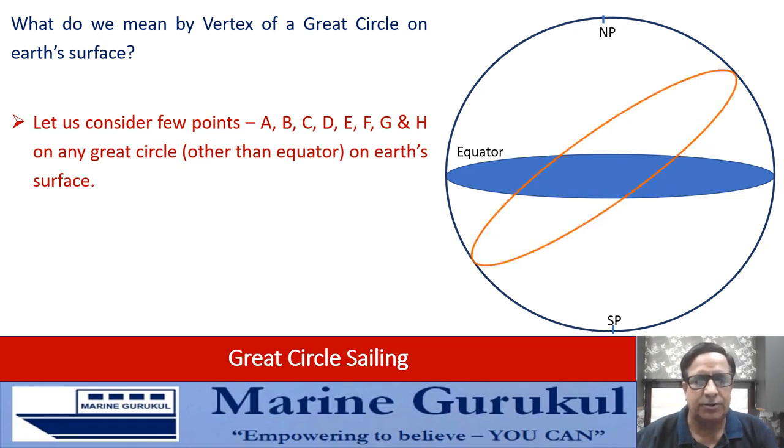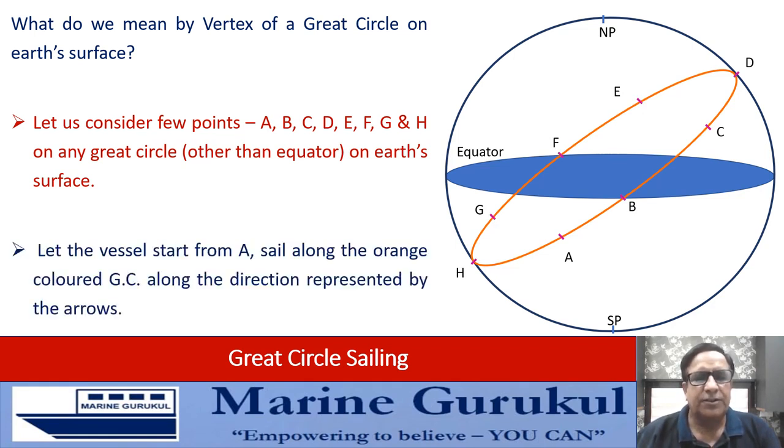You can see an orange great circle showing up in the diagram, and we consider randomly points on it marked from A to H. So you can see these points also randomly showing up on the great circle drawn on the surface of the earth. Now if a vessel moves along this great circle starting from A along the direction of the arrows which are coming up on the screen, so she goes right round this great circle and returns back to point A.